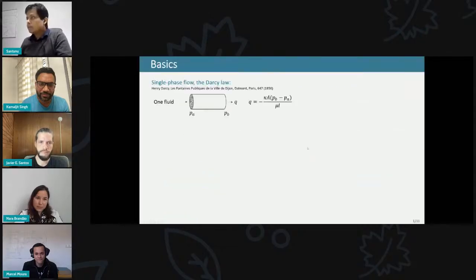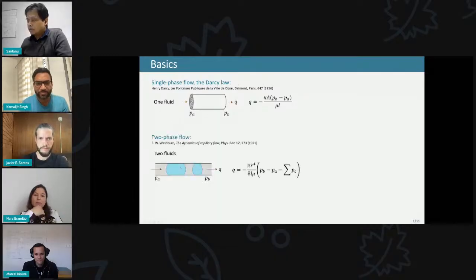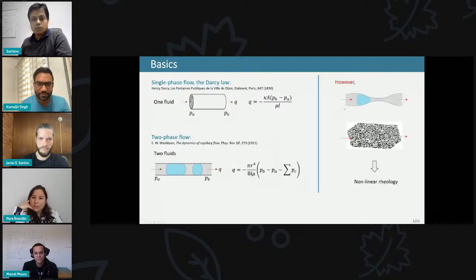So starting from the very basics, if we have a single fluid, then we have Darcy's law. The flow rate Q is linearly dependent on the pressure drop. And if we have two fluids, then in a simple system we can still have a linear relationship between the flow rate Q and the pressure drop, with an additional capillary pressure term. But as soon as the system gets a little bit complicated, for example, a tube with a varying radius, or a porous medium, then the relation between the flow rate and the pressure drop in the steady state no longer remains linear. And that's where this nonlinearity comes from.